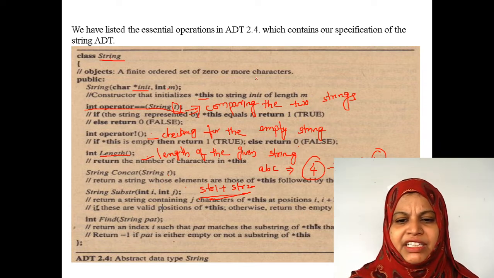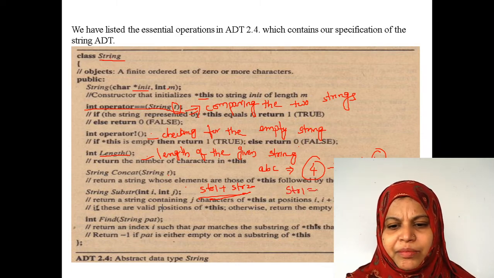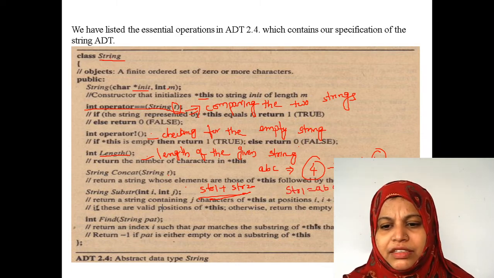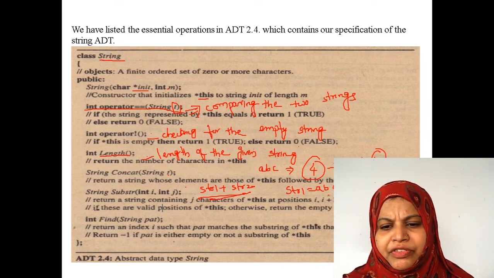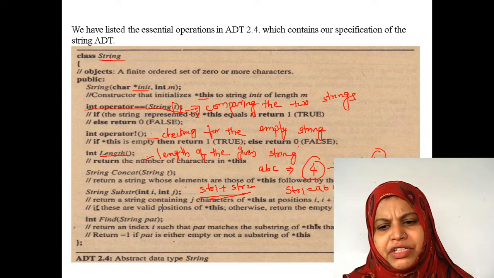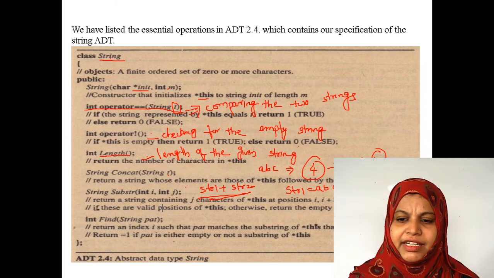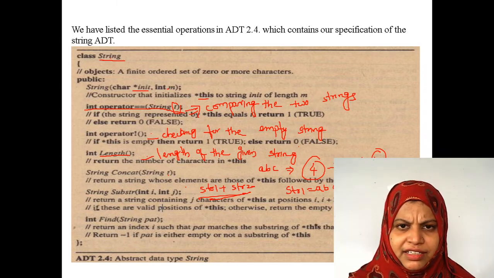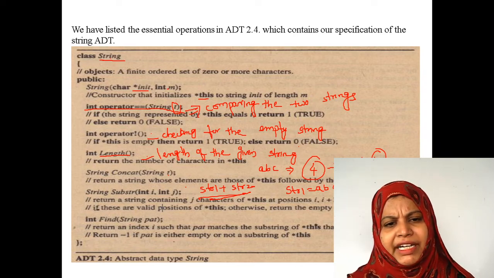For example, my initial string 1 is ABC. My string 2 is XYZ. This ABC is going to be pointed to by this, right? str2 is going to be pointed to by T. So whenever I perform concatenation of string 1 comma string 2, my string is ABCXYZ.